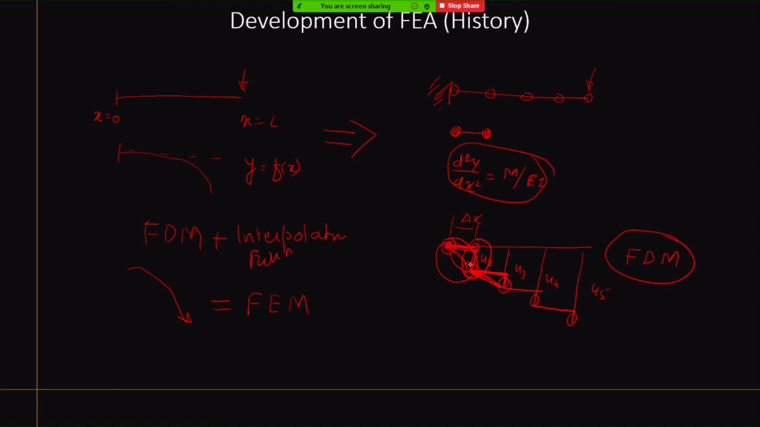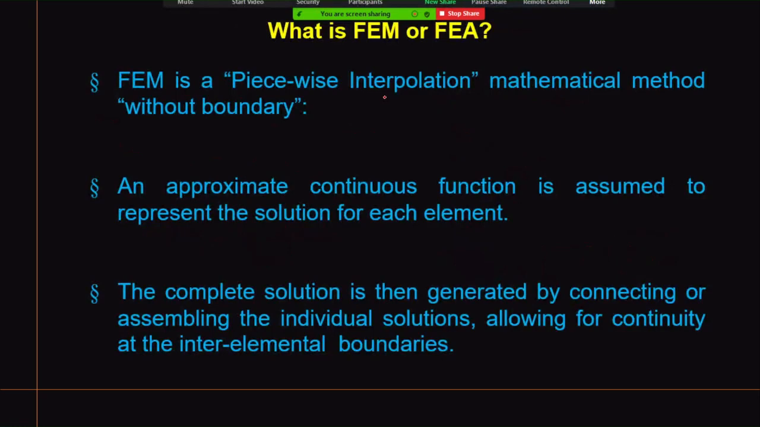But when I include the interpolation function with the finite difference method, that creates a new method, the finite element method. That is why it is called a piecewise interpolation mathematical method. An approximate function is assumed to represent the solution of each element. That approximate function may be a straight line, a parabolic curve, a cubic curve, or similar.